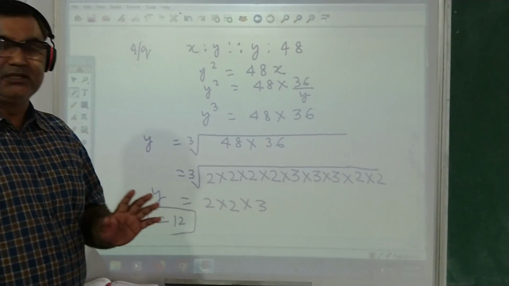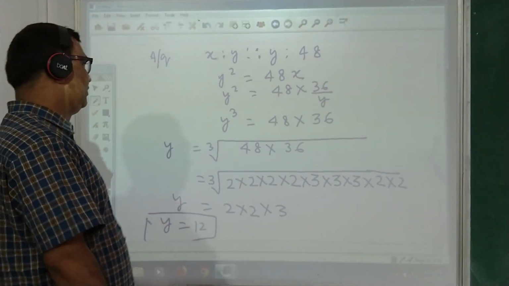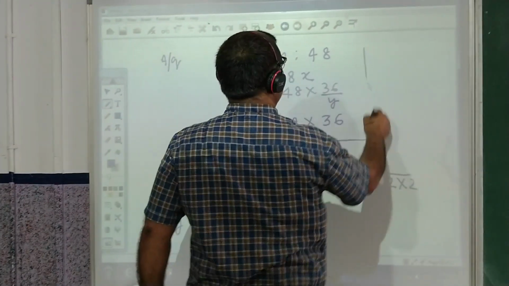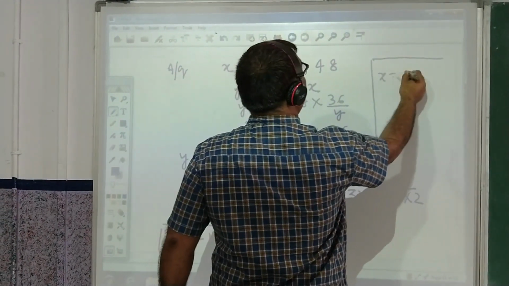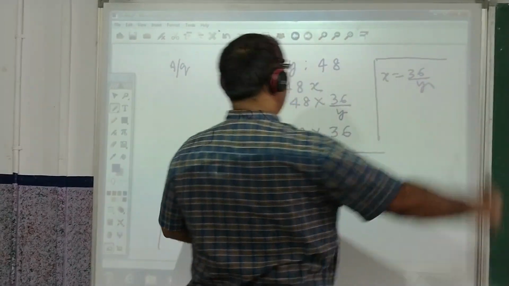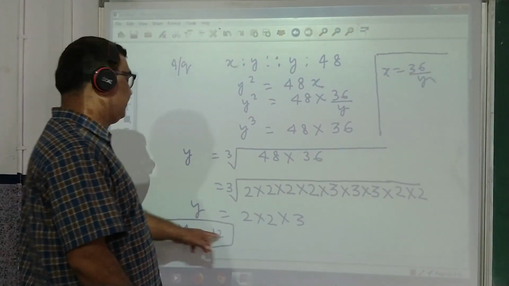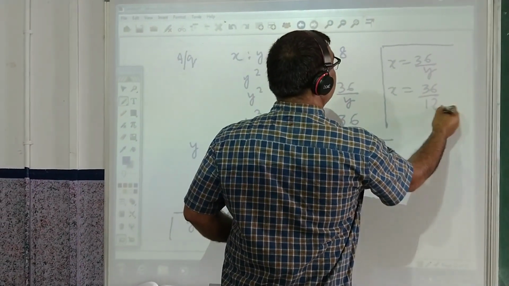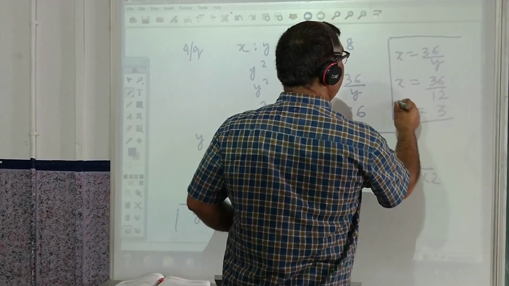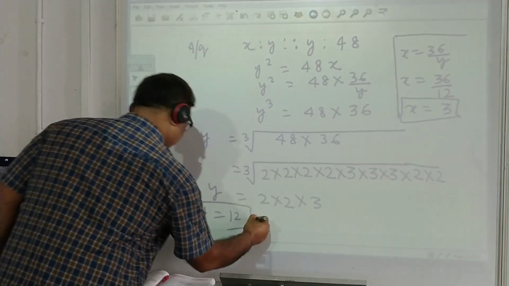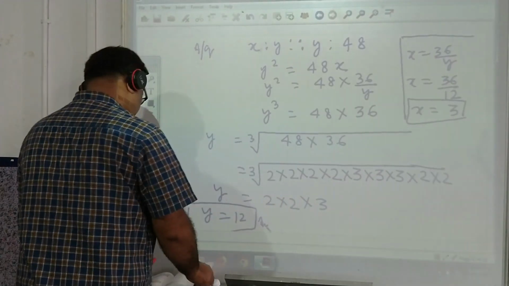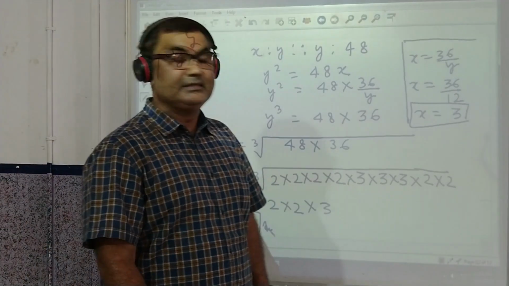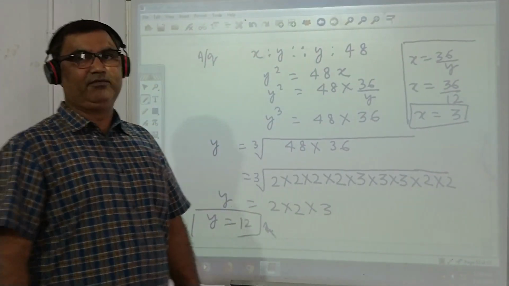Now my dear, y is known. So we can easily calculate what? The x. x is equal to 36 by y. The value for y is here, 12. So x is equal to 36 by 12. x is equal to 3, y is equal to 12. So the question was find the numbers. So the required numbers are 3 and 12.